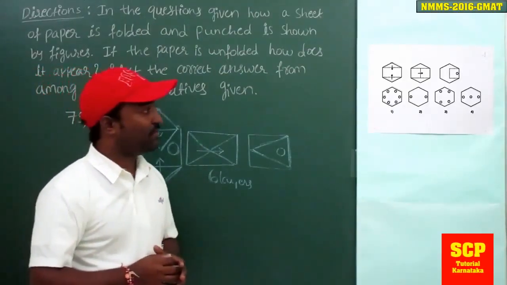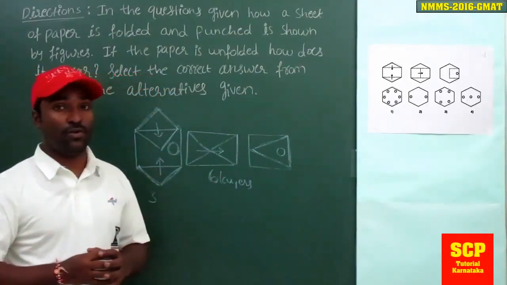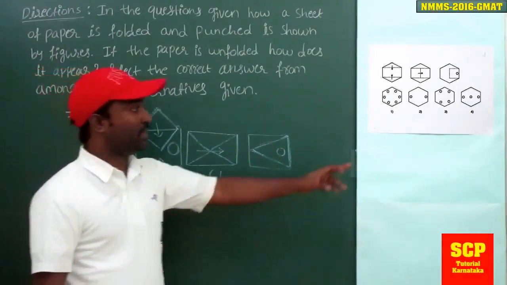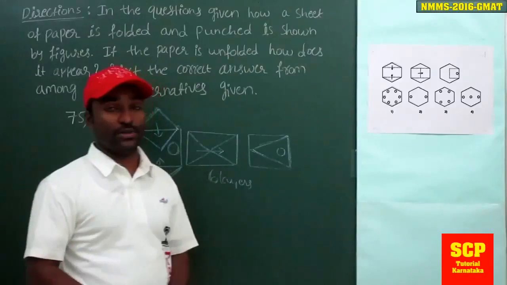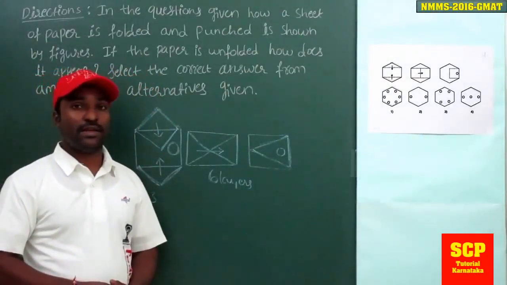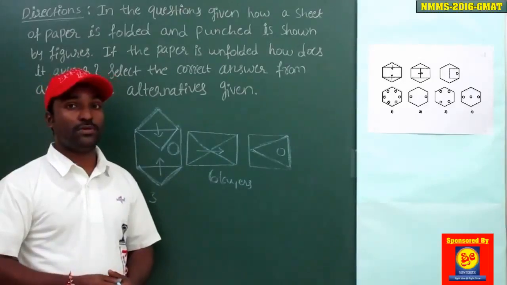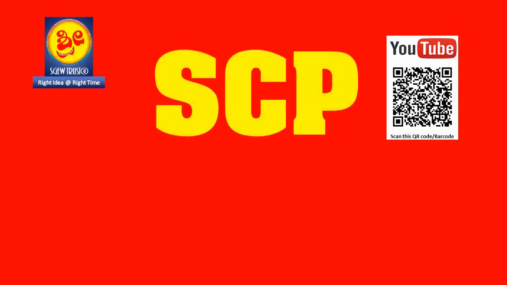Moving to the last option, the fourth option, it is showing 3 holes. That's also a wrong option. Now I am left with only the second option. That will be the right option. This is how we solve this example by eliminating wrong options. Now I will move to the next problem.